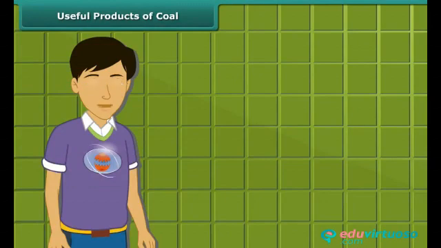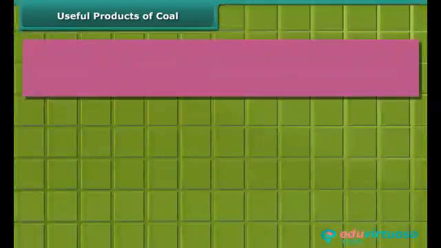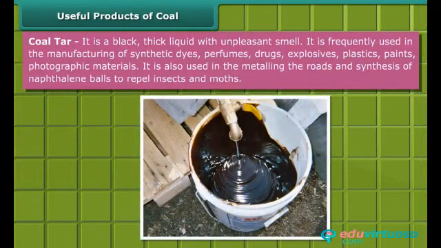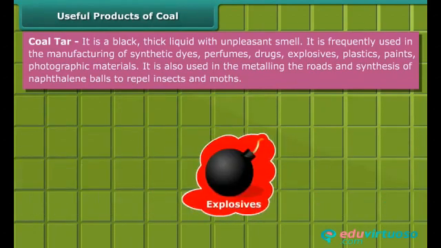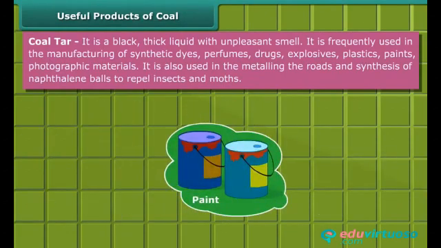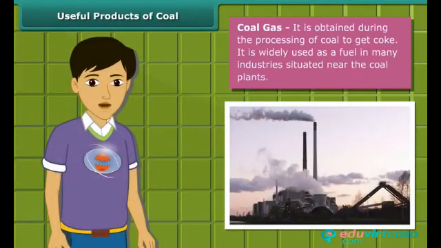At first, let us know about coke. Coke is a tough, porous, and black-colored substance. It is mainly used in the manufacturing of steel and extraction of many metals. Coal tar is a black, thick liquid with an unpleasant smell. It is frequently used for manufacturing of synthetic dyes, perfumes, drugs, explosives, paints, plastics, and photographic materials. To obtain coke from coal, coal gas is produced. In many industries located near coal plants, it is used as a fuel.